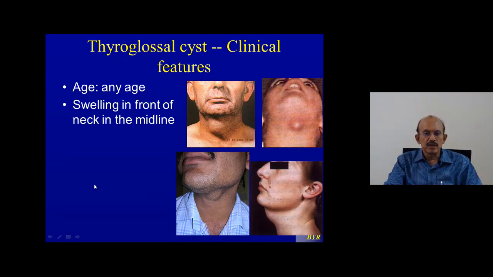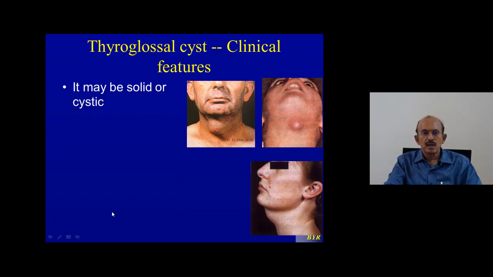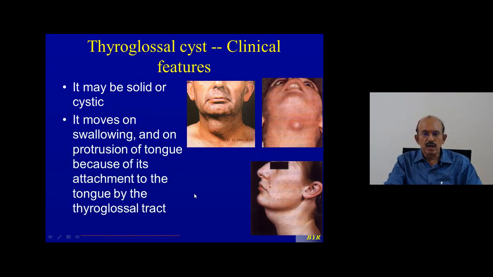Swelling lies in front of the neck in the midline. A cyst on the thyroid cartilage is situated slightly to one side. It may be solid or cystic. It moves on swallowing and on protrusion of the tongue because of its attachment to the tongue by the thyroglossal tract. The thyroglossal tract has not disappeared. That is why the swelling occurs in the thyroglossal tract. So if the patient protrudes the tongue out, the thyroglossal tract is pulled upwards, so the swelling also moves upwards.